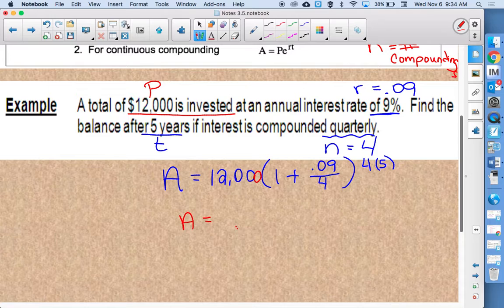So you can plug that all in your calculator. Remember, you're talking about money, so you need 2 decimal places to represent money. So you have your dollars and cents. After 5 years, how much money do you have? A lot? How much do you have, Josh? $18,726.11. Yeah.